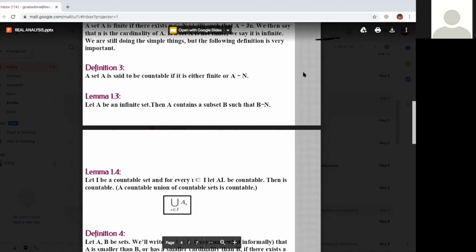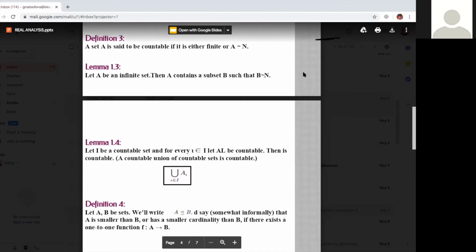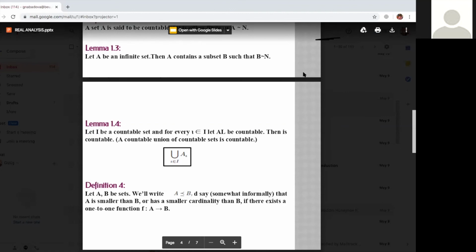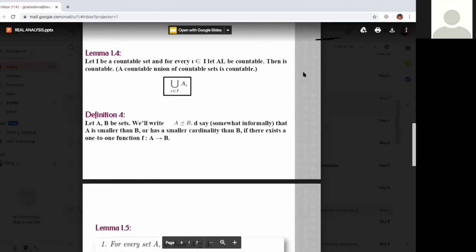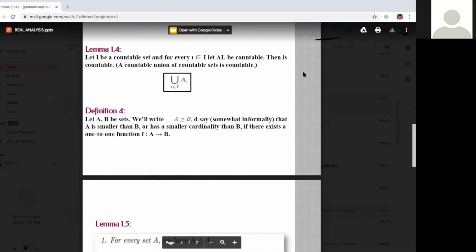We are still doing the simple things, but the following definition is very important. A set A is said to be countable if A is either finite or A is equivalent to N. Let A be an infinite set, then A contains a subset B such that B is equivalent to N. Let I be a countable set, and for every i from I let A_i be countable. Then the union is countable.